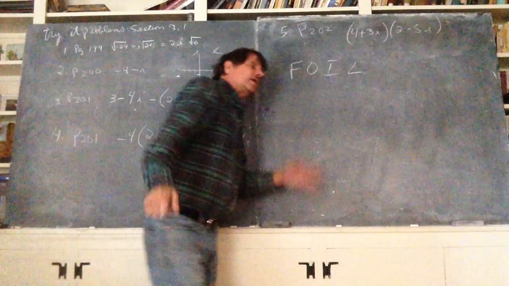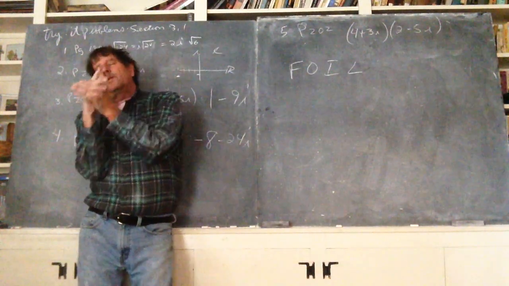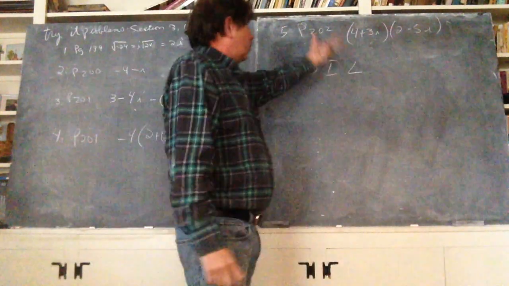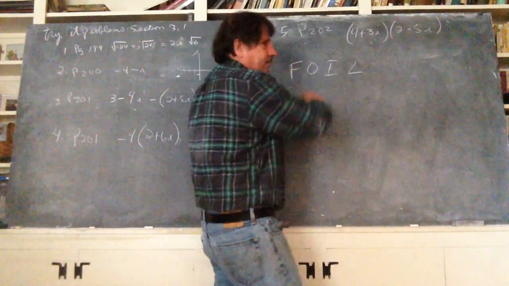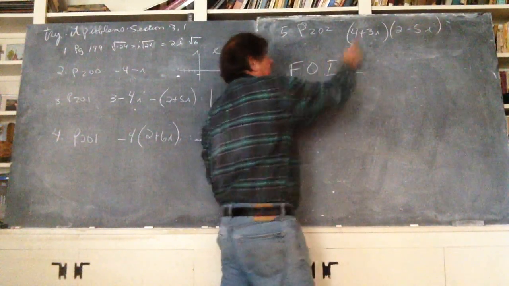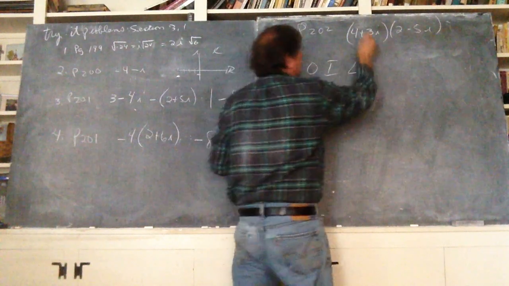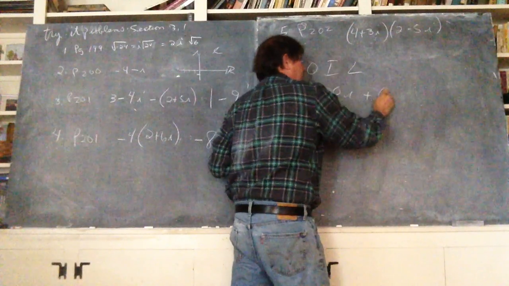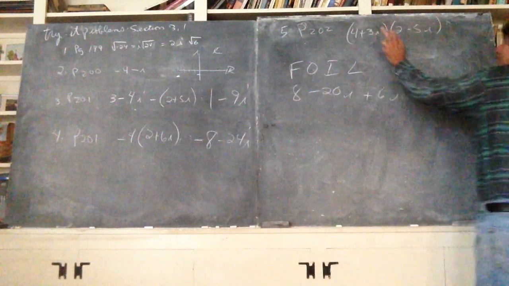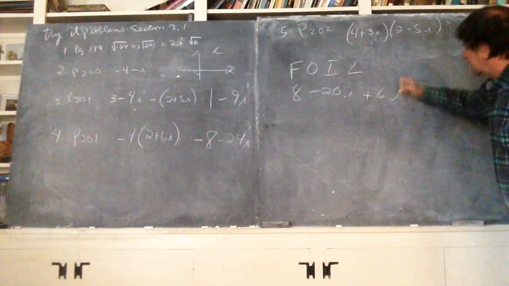And please understand, this is theoretical. We're multiplying a point by another point, and we're going to get a third point. This is vector analysis all over. Anyway, so this is 8 minus 20i plus 6i, going the other way, minus 15i squared.